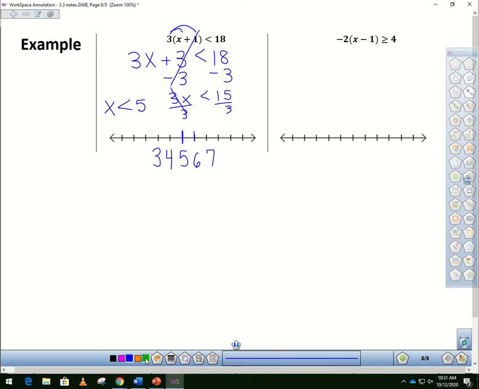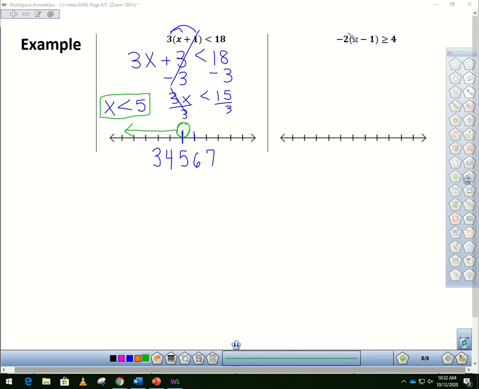Now, do we have an open or closed circle here? Open circle. And which way is my arrow going? To the left. What's the next thing we need to do?